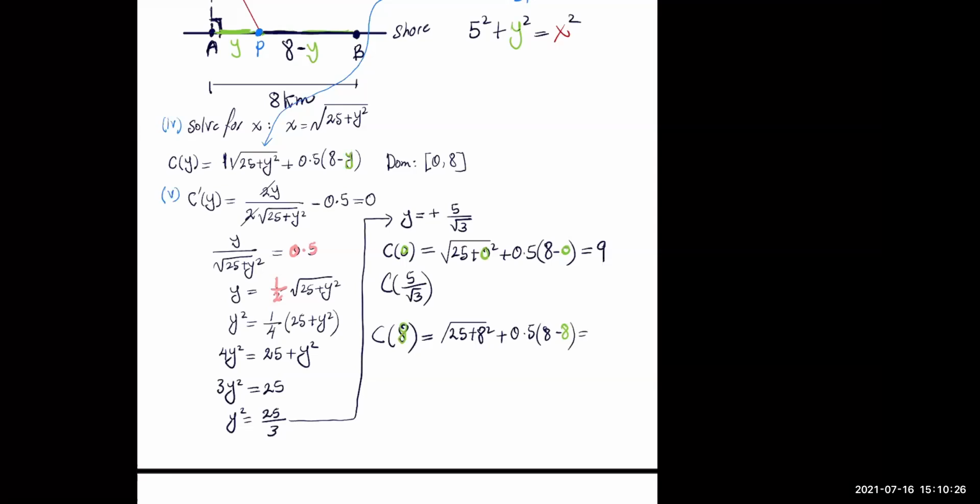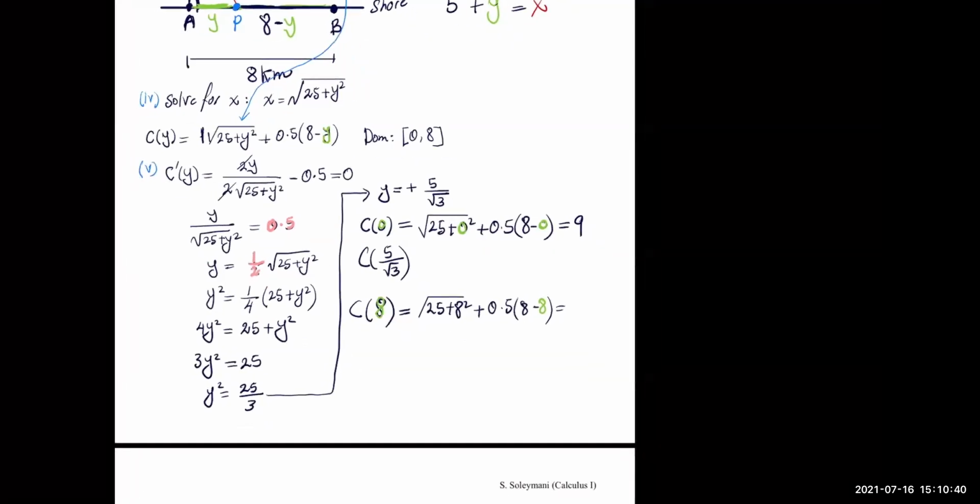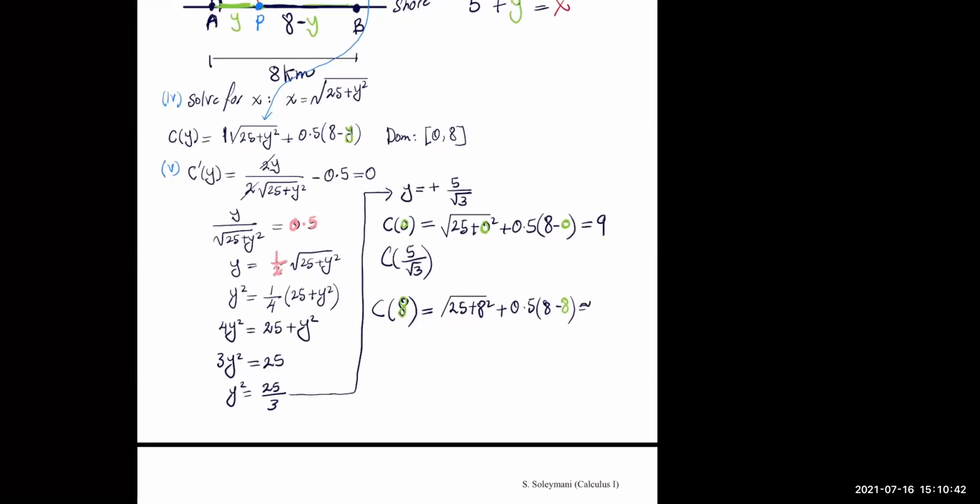And that gives us, so 8 minus 8 is 0, second term is 0. And then we have here square root of 25 plus 64. And that gives you about 9.4. Okay, so what does this mean so far?